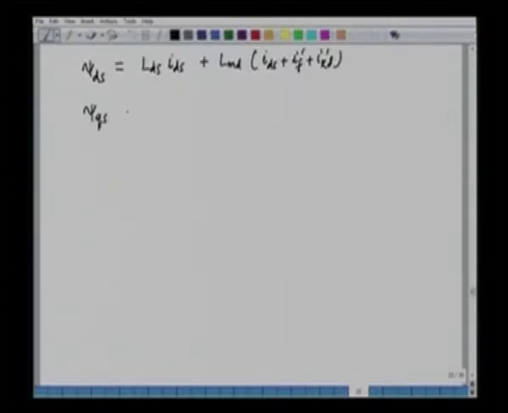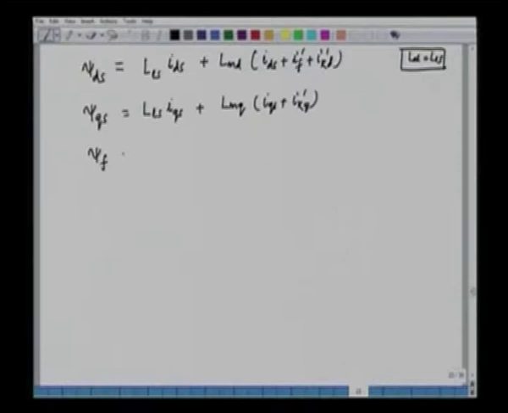Similarly, we have psi QS equal to LLS into IQS plus LMQ into IQS plus IKQ prime. This is the leakage inductance. So we have LLS. This is the same thing. This is the leakage inductance of the stator.